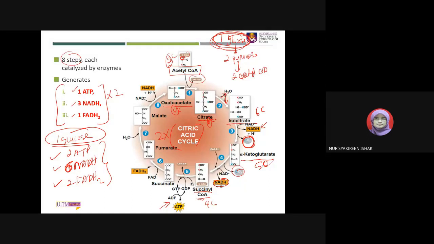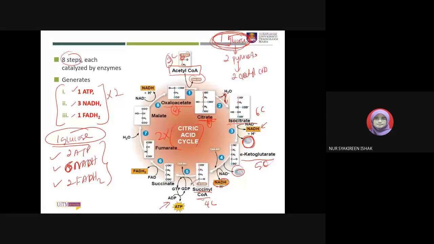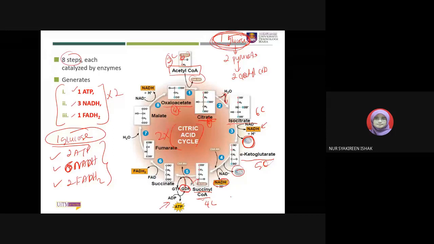Stage yang kelima, from succinyl-CoA it is converted into succinate and in reaction 5 ATP is produced. Kalau awak tengok kat sini, succinyl-CoA ni, apa yang akan berlaku, inorganic phosphate will enter into the reaction. Maksudnya inorganic phosphate mula dia akan attach kat molekul ni, tapi lepas tu dia akan bagi kat GDP. GDP is a molecule, we call it as guanosine diphosphate.